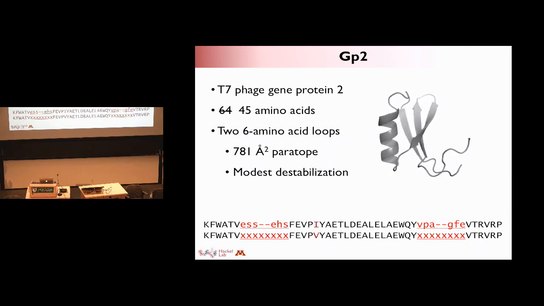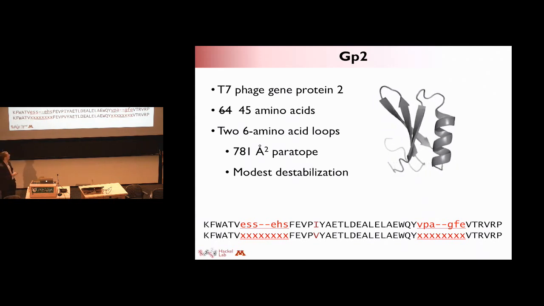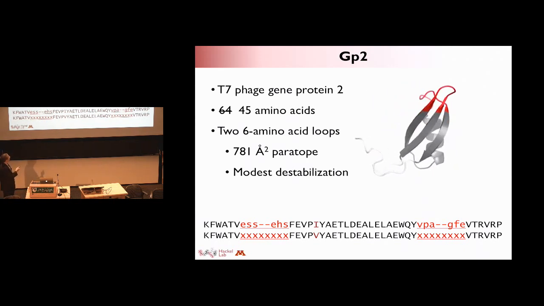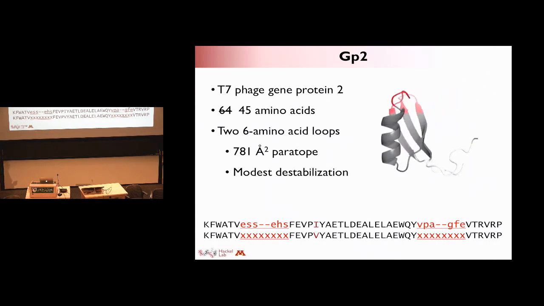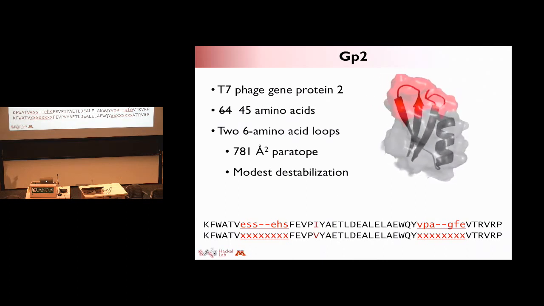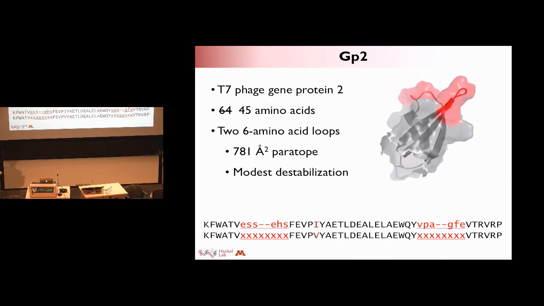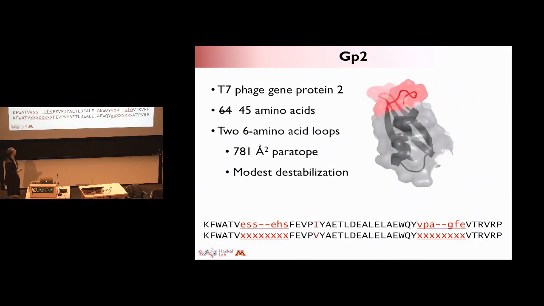It comes from T7 phage. I alluded to the fact that the 65 was convenient. This protein, as it exists in the Protein Data Bank, is 64 amino acids long. These two loops, which are just about to not disappear but turn a little bit white, are not really necessary for stability of the protein, and so we've genetically chopped those off to yield this 45 amino acid protein that we have right now.